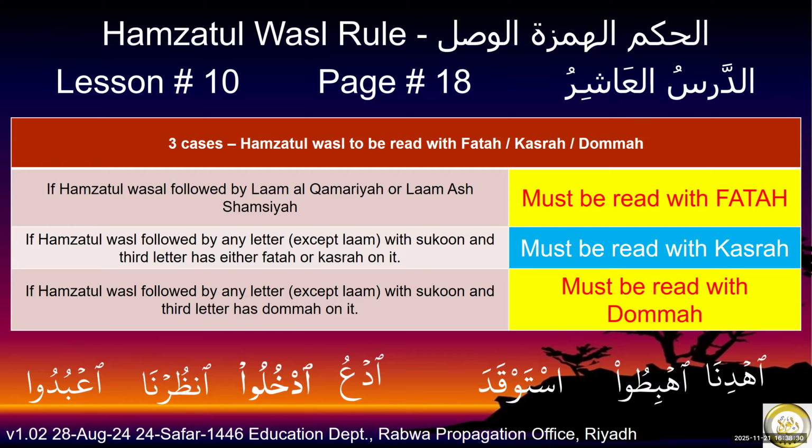Now, which is the leftover? Kasra is leftover and Dhamma is leftover. So the first letter, if it is a Hamzatul Wasal, and the second letter, any of the other 27 letters except Lam, having the Sukun on it, then you see the third letter, which has the harka on it. If the third letter has dhamma, then the hamzatul wasal must be read with the dhamma. Here the hamzatul wasal is there, the second letter is not lam but another letter with the sukun. The sukun must be on any letter except lam. The third letter has dhamma, so the hamzatul wasal must be read with the dhamma.